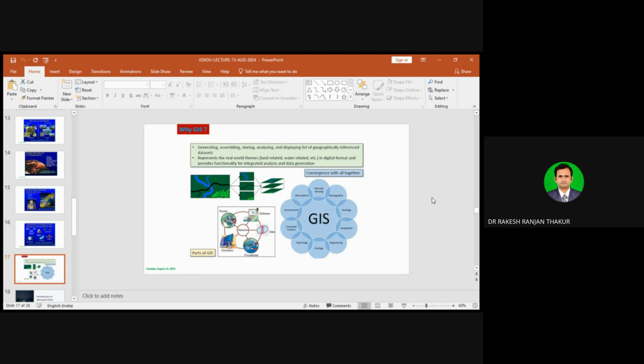One question can come to our mind: why are we using GIS? What is the reason for that? The answer is that we can generate the data, we can assemble data, we can store, analyze, and we can visualize or display the data set.